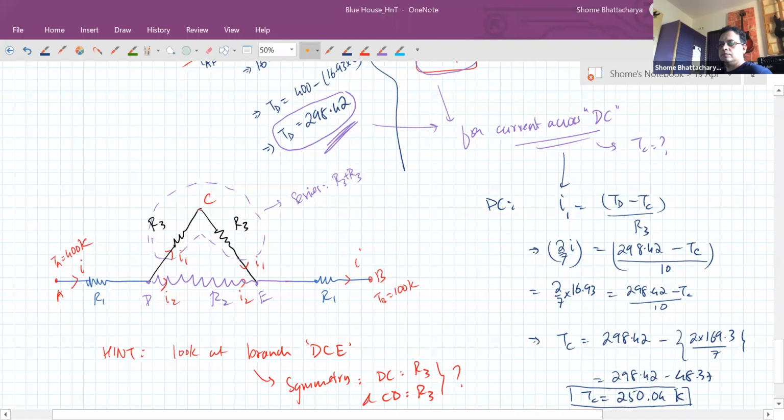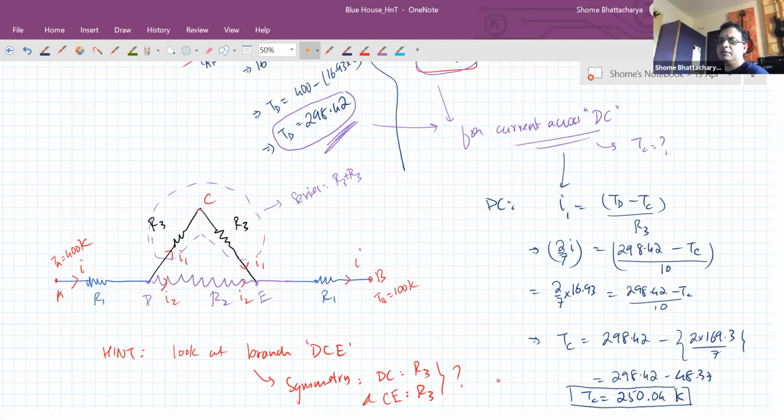DC and CE, sorry. Both of these are R3 each. So what that tells me about the temperature distribution between these 3 points, D, C, and E, इनके बीच जो temperature differences है. Temperature at C will be the mean. Yes, very good. It will be the arithmetic mean of D and E.